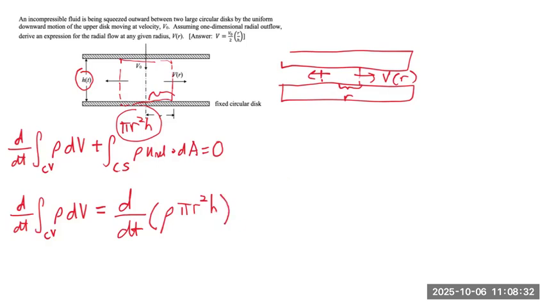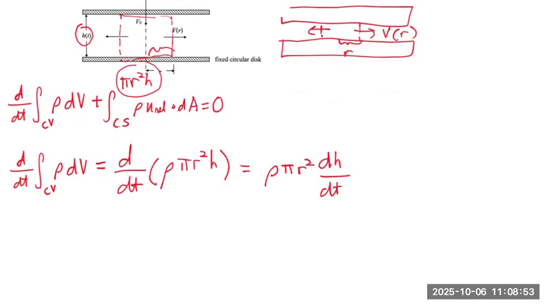Yes. And differentiating this will give us rho pi r squared dh dt. And r is taken to be a constant here. And now what about for the control surface? For the control surface, we want to find the value of this integral over here.